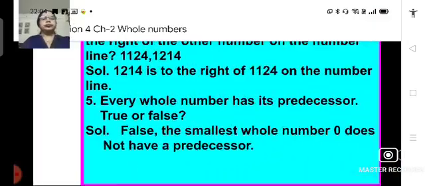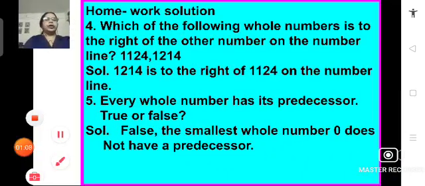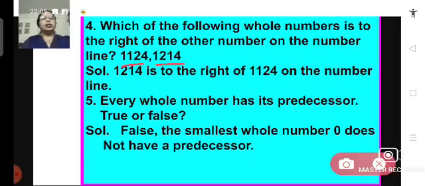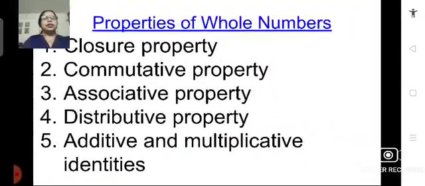Question number 4. Which of the following whole numbers is to the right of the other number on the number line? Children, we have two numbers here, 1,124 and 1,214. 1,214 is the greater number, so it is to the right of 1,124 on the number line. Question number 5. Every whole number has its predecessor. True or false? This statement is false because the smallest whole number is 0 and it does not have a predecessor.